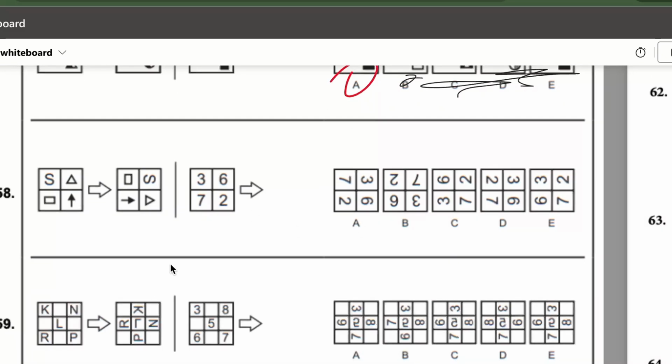Question number 58, let's focus on this S. I'll highlight that here. It does a 90 degree clockwise rotation. This 3 is going to do a 90 degrees clockwise rotation to look like A and D, and then doing that arrow, so it's going to do 90 degrees clockwise, go to the next one. 7, 90 degrees clockwise is going to look like D.